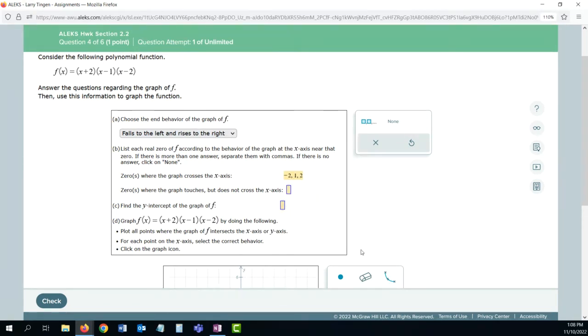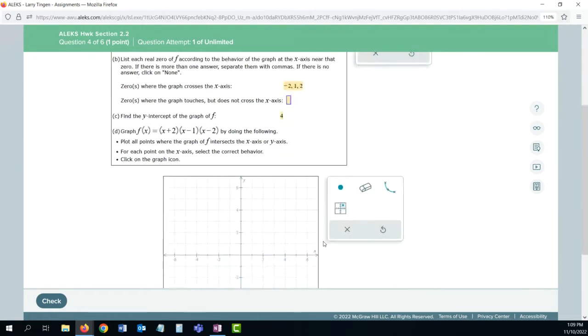Y-intercept: let x equal 0, solve for y. That's 2 times -1 times -2, which is 4. I would love for that to be accepted as an ordered pair, but it won't be, so we just put 4. And then graph. Plot all the points for the graph of f of x intersects the x-axis. For each point on the x-axis, select the correct information. So put all the points down.